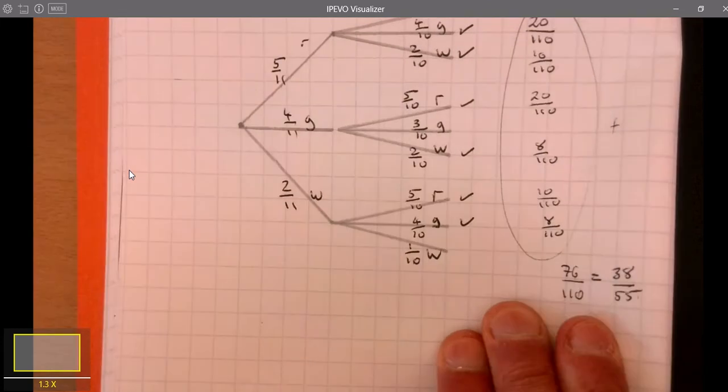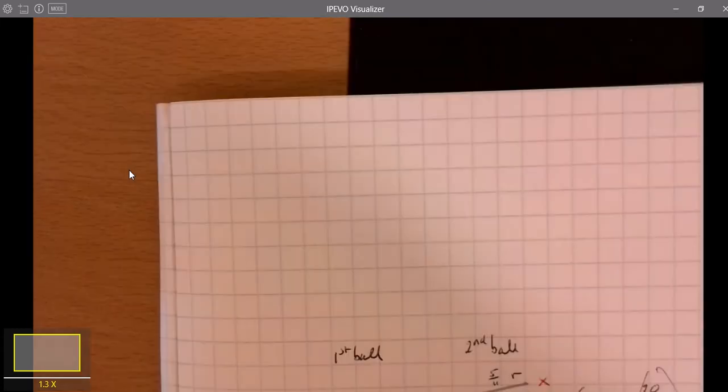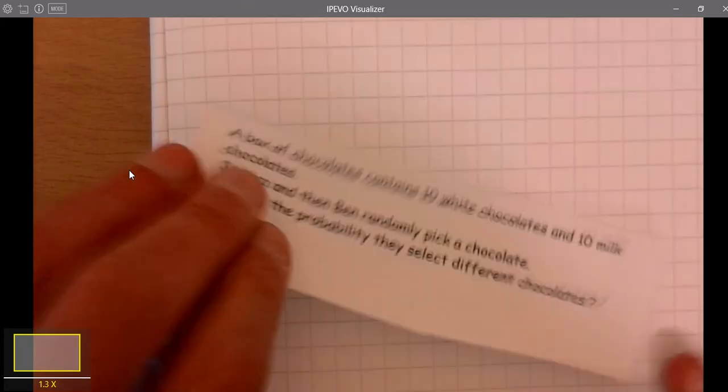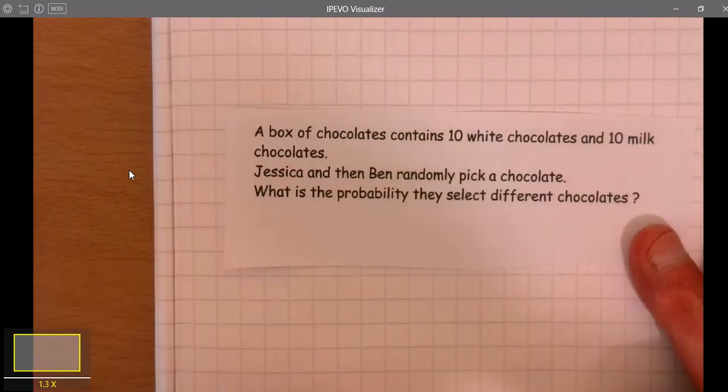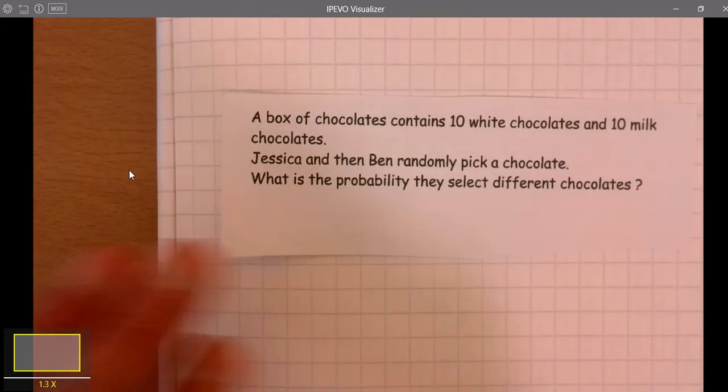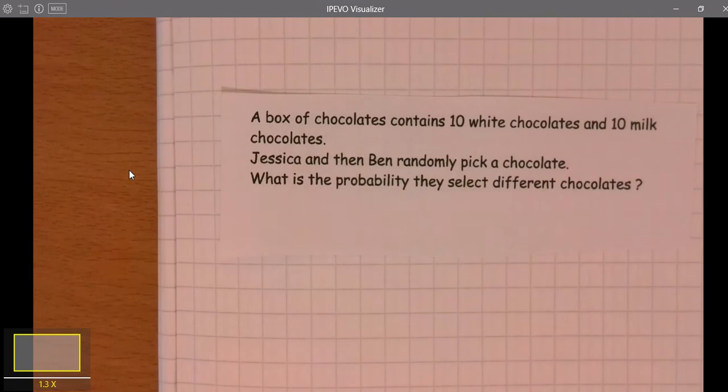Right, let's do one more quick example, and again, same sort of idea. Just pause things for a second. Alright, so here's the last one. A box of chocolates contains 5 white chocolates and 10 milk chocolates. Jessica and Ben randomly pick a chocolate. What's the probability that they select different chocolates?